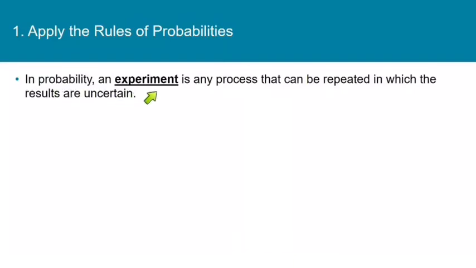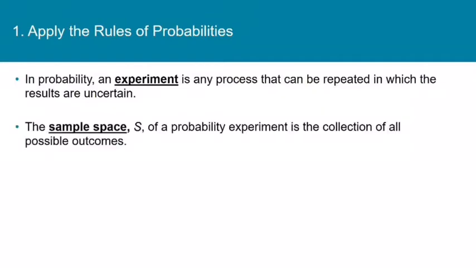In probability, an experiment is any process that can be repeated in which the results are uncertain. So, for example, flipping a coin would be an experiment, rolling a die would be an experiment, drawing a card out of a deck of cards would be an experiment. And the sample space, S, of a probability experiment is the collection of all the possible outcomes. So the sample space for flipping a coin is heads or tails. The sample space for rolling a die is 1, 2, 3, 4, 5, or 6.